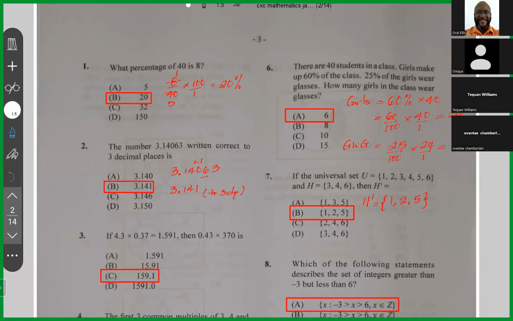That would be 25% of what? 24, and 25% of 24 is 6. So there are 6 girls in the class that wear glasses.